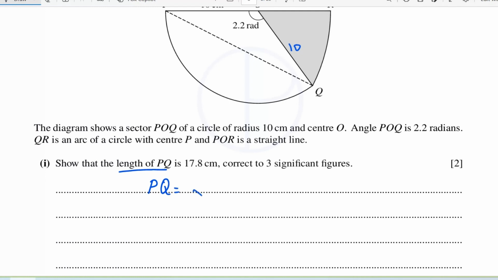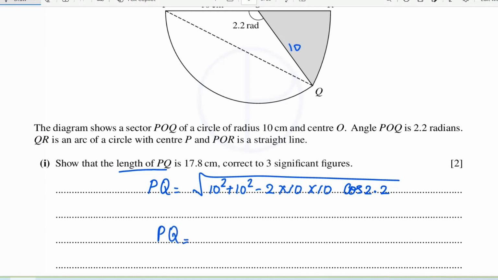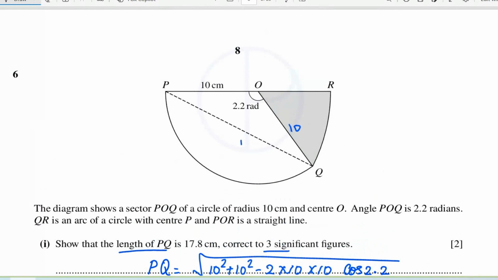So PQ is equal to square root of 10 squared plus 10 squared minus 2 multiplied by 10 multiplied by 10 multiplied by cos 2.2. On simplifying this, we get 17.82415 and we need to correct to 3 SF. So the answer will be 17.8. So PQ is 17.8.